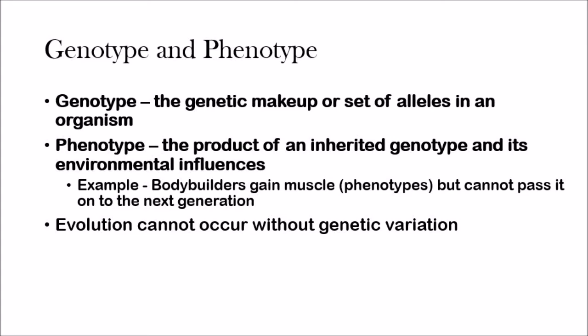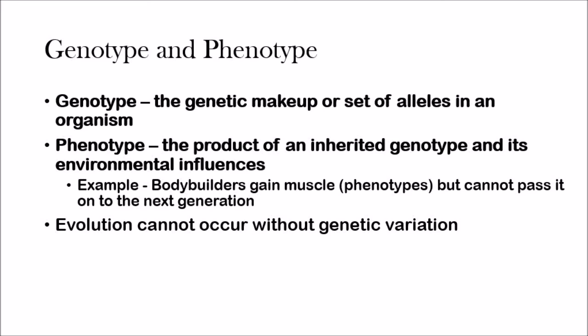Now, there's two important terms you have to understand here: genotype and phenotype. So genotype is the genetic makeup or set of alleles in an organism. So you can think of the genotype as the blueprint for an organism. The phenotype is a product of an inherited genotype. So the phenotype is what you actually physically see, okay, in addition to environmental influences. Okay, so with my example with the eye color, the genotype would be the gene that controls eye color, but the phenotype would actually be the eye color itself.